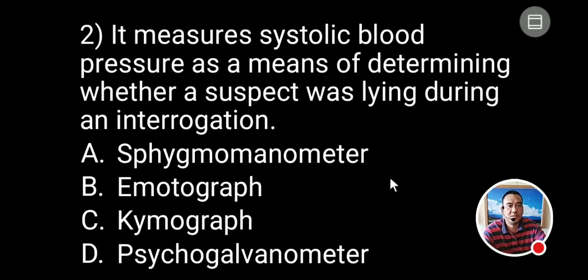I repeat. It measures systolic blood pressure as a means of determining whether a suspect was lying during an interrogation. A. Sphygmomanometer. Letter B, Emotograph. Letter C, Kymograph. Or letter D, Galvanometer.